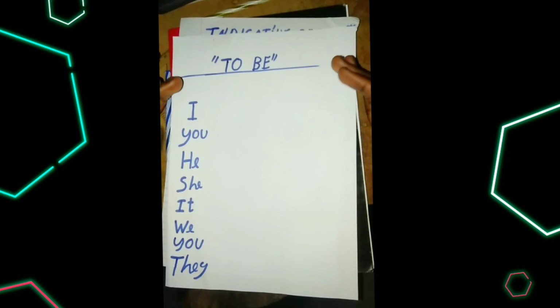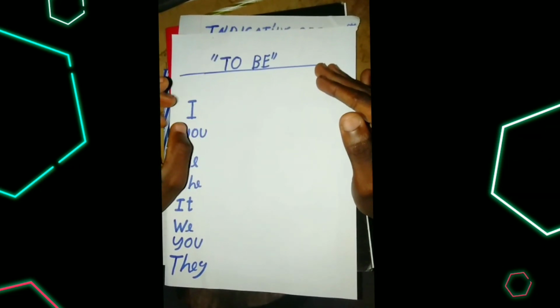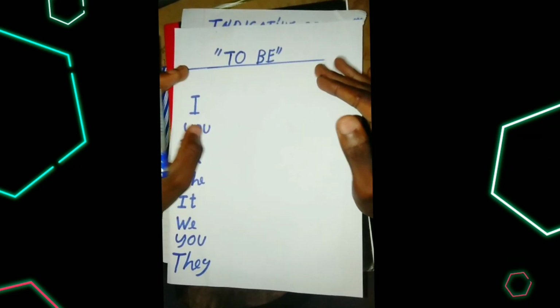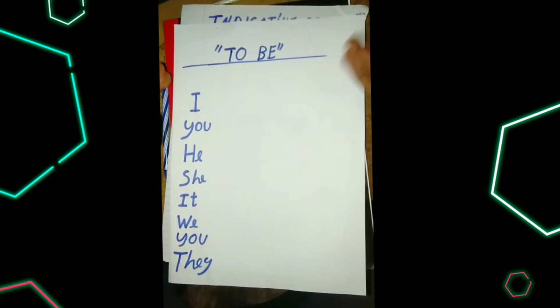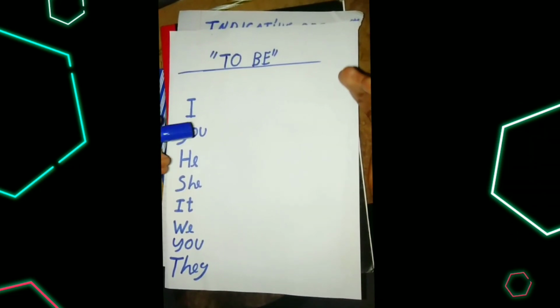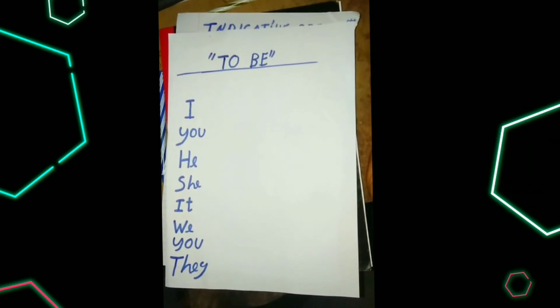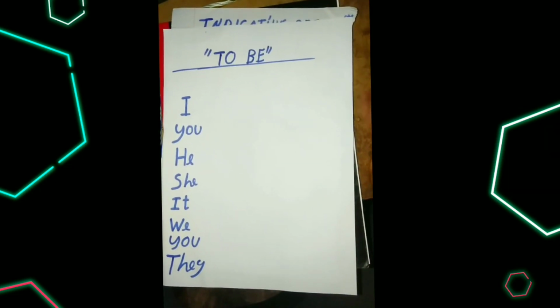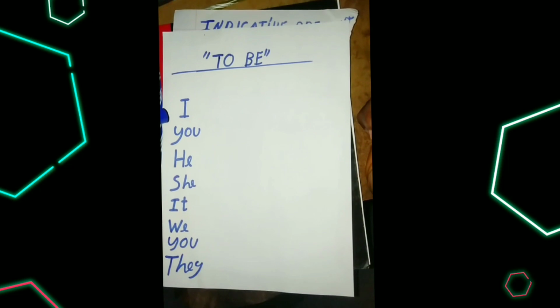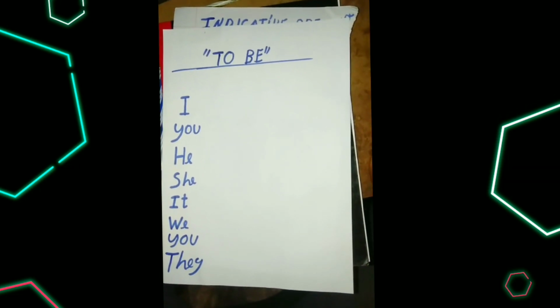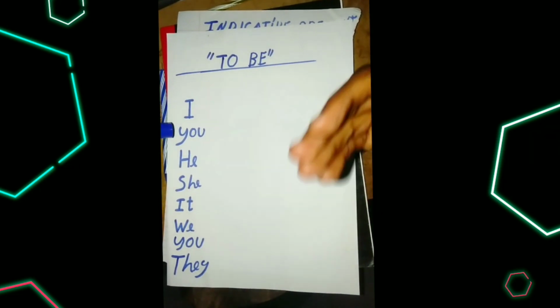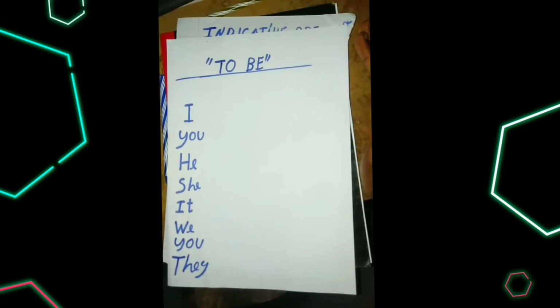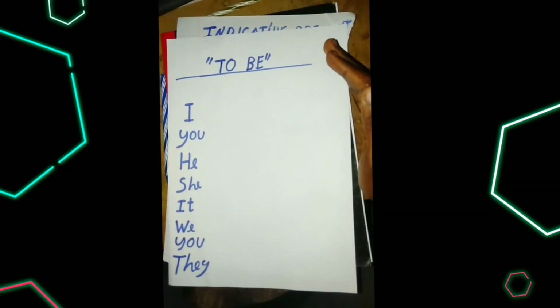Today our lesson is about how to conjugate the verb to be. Many people are facing problems with how to conjugate the verb to be, with how to form a sentence with the verb to be, with how to pronounce, and I'm here to help you, and I need you to speak English very well. Let's get started.